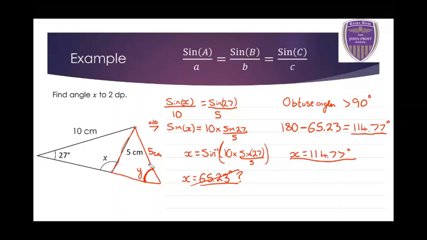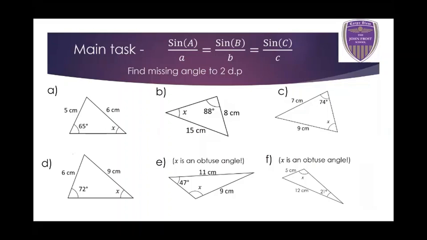So just be very careful when you're looking at this. Just glance for 2 seconds to see if the angle you're trying to find is an acute angle, which is less than 90 degrees, or an obtuse angle, which is bigger than 90 degrees. Okay, so let's have a go at some questions then. Pause the video and have a go at these questions, please.